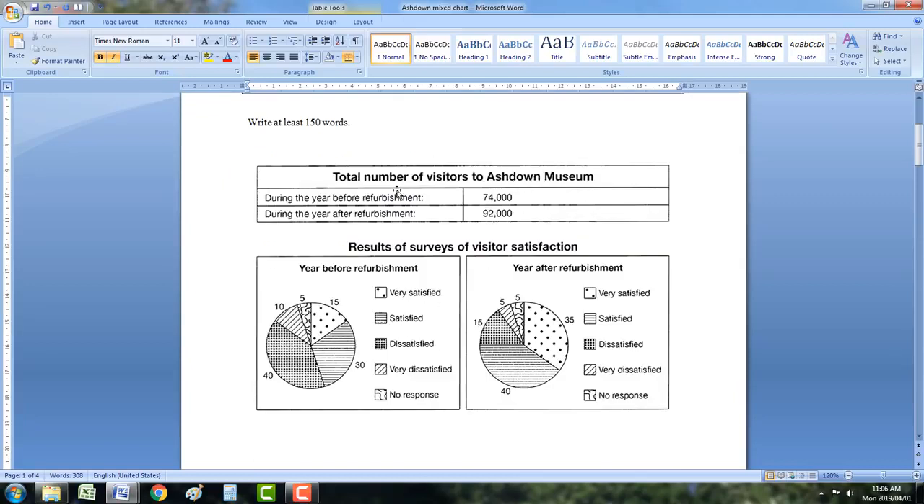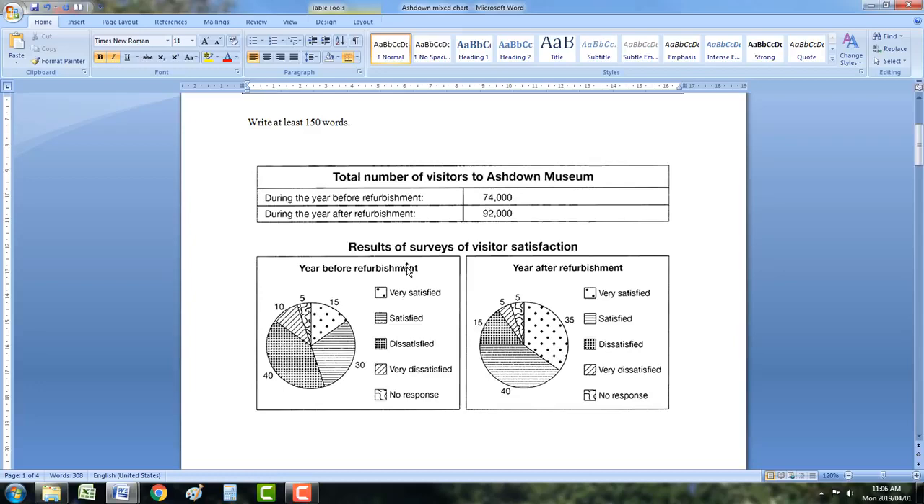Now, people might talk to you about trying to find a connection between the charts. And in my experience, that is very rare, when there is some kind of a connection between the charts. Of course, if it's there, you should point it out, but most mixed charts, there's no connection between them. They're just two separate charts. So let's get going with this Ashdown Museum one.